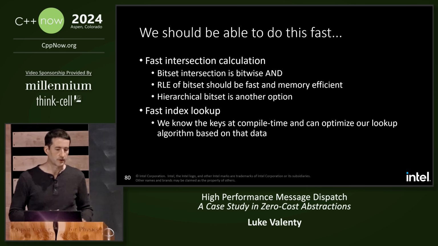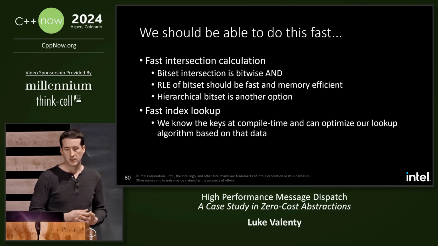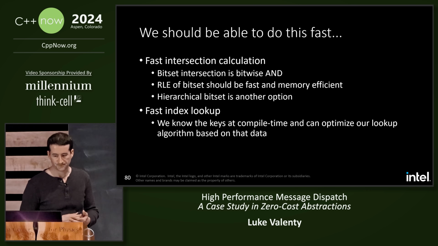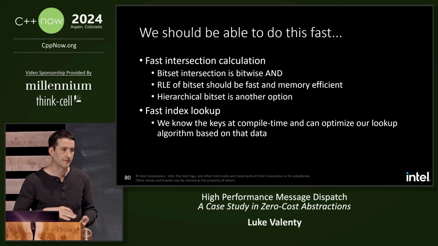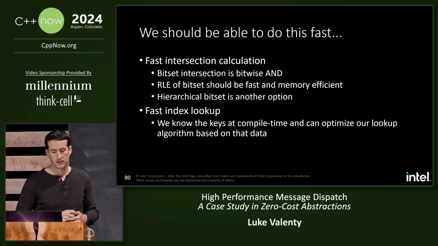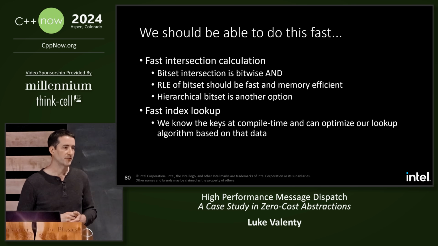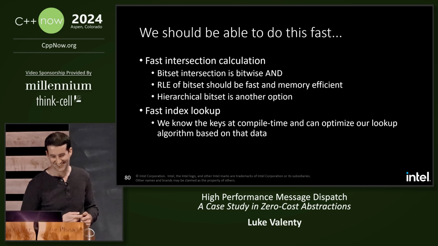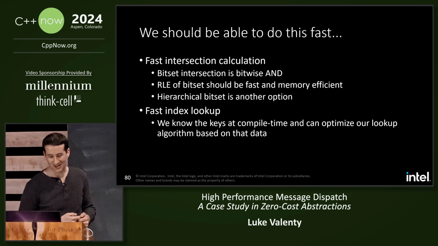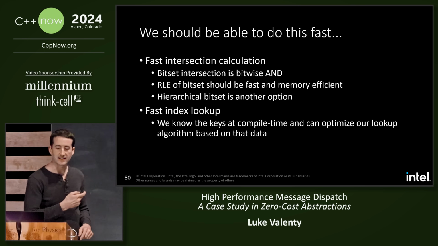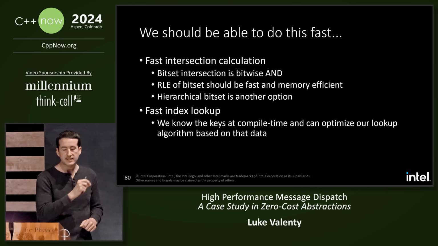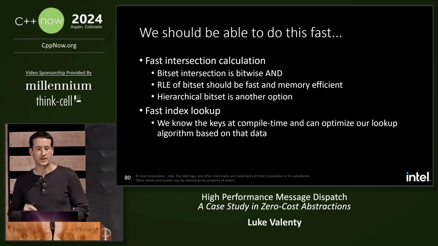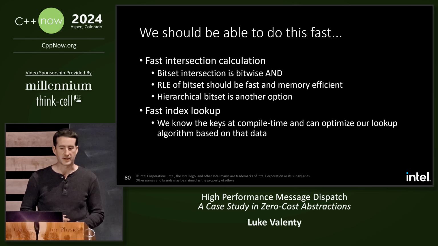There's a few different options for the intersection calculation. In the presentation, I've saved the results to the end, just like I saved myself doing the benchmarks until the last minute. So we have interesting results. We need fast intersection calculation and fast index lookup. We know the keys at compile time, right? We know all of them at compile time. So we can optimize our lookup algorithm based on that data.